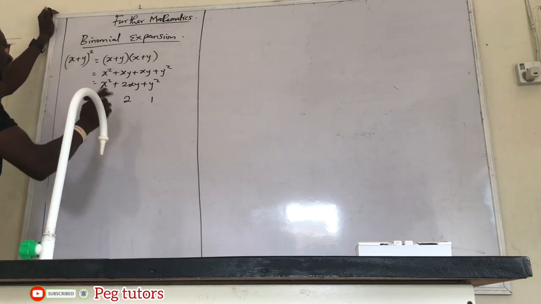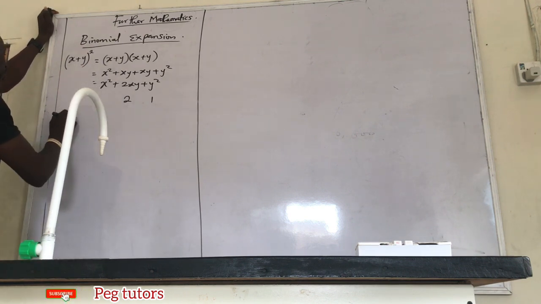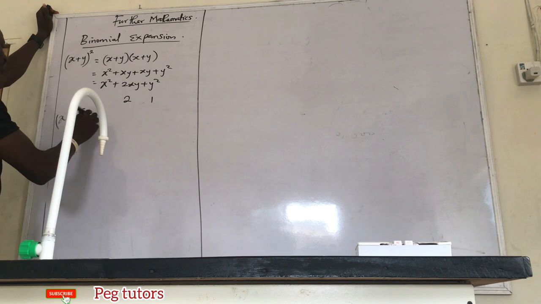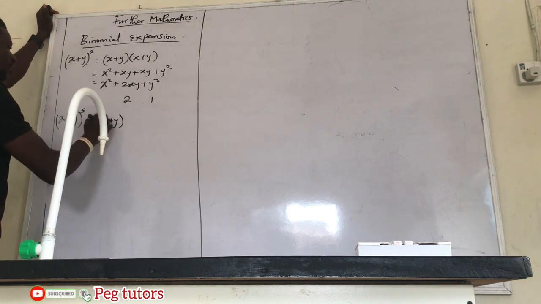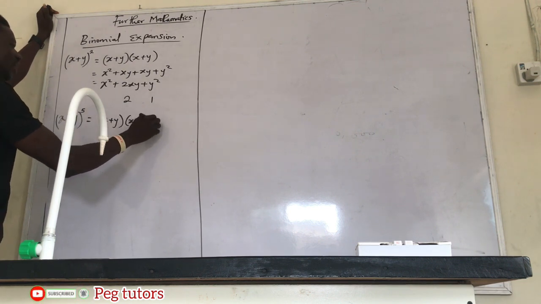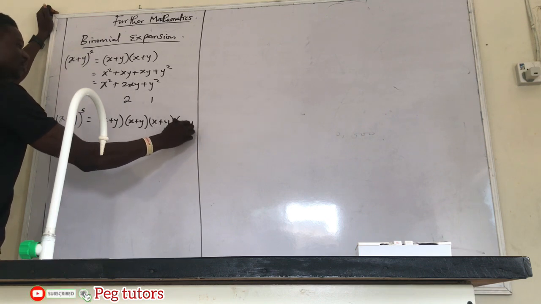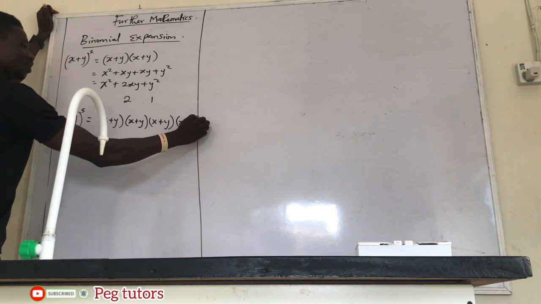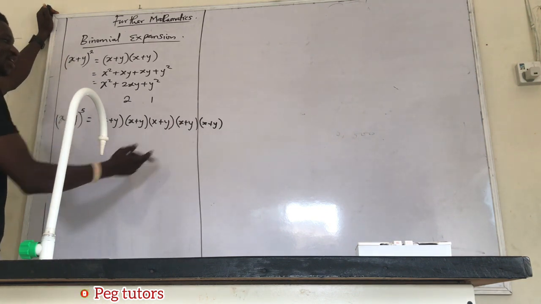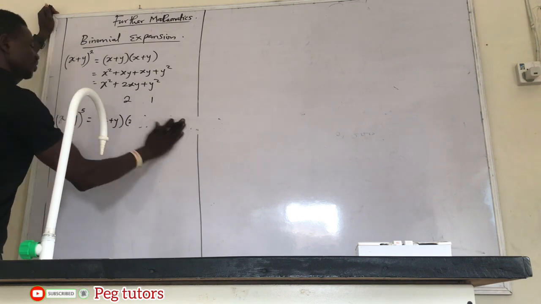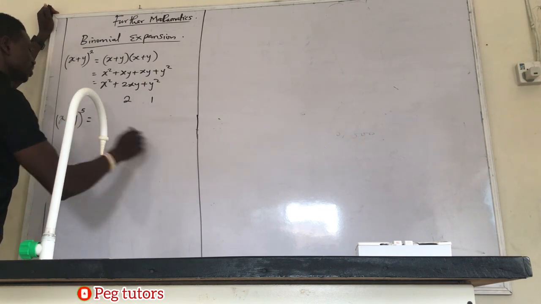So for example, you are given something like x plus y, the same thing, but raised to power 5, for you to expand. You can't just start by saying x plus y, x plus y, x plus y, x plus y, 1, 2, 3, 4, x plus y, five times. Before you finish expanding, the time would have gone. So that is why binomial expansion is quite easy. So how do you start expanding this?